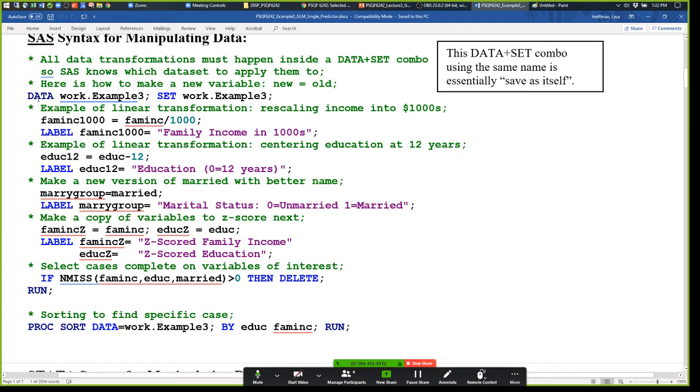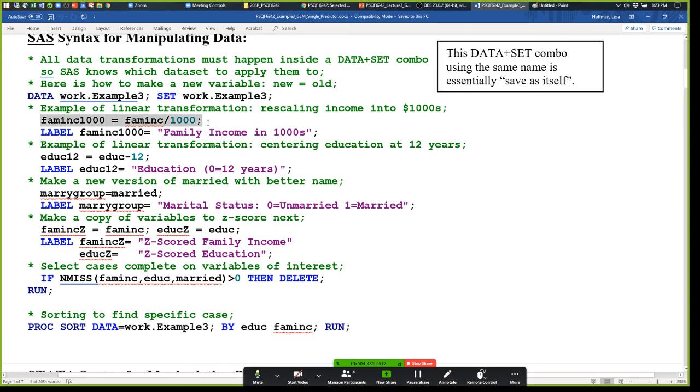In SAS, this line right here goes first always. This tells it which data set to read in and add stuff to, and what to call the new version that has the added stuff. So data work.example3 means make me a new data set, put it in this work temporary directory, call it example3. Set means from the data set in the work directory called example3. In other words, save as itself. Go into the data, make me some new stuff, and save it back to where it came from. Stata people don't have to do this. There is no analog.